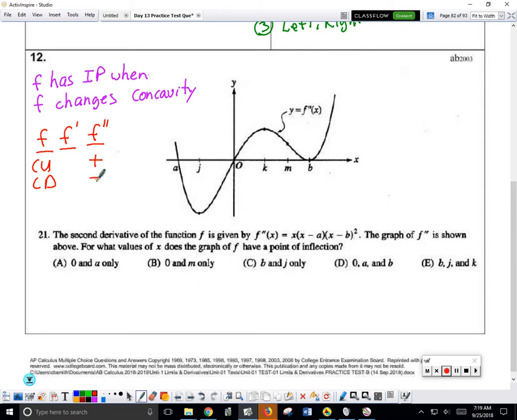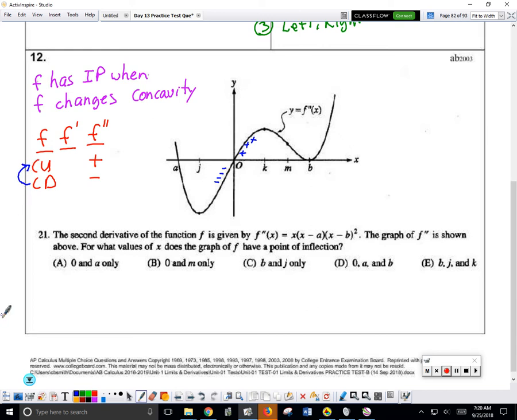So I'm going to trace this graph, Josh. You say stop when you think we hit an important point on this graph of f double prime. Actually, you can just tell me, at what letters? There's A, J, O, K, M, and B. Which of those letters are the important points? O is one, because at O, f double prime is changing from negative y values to positive y values. That means f will be changing from concave down to concave up.